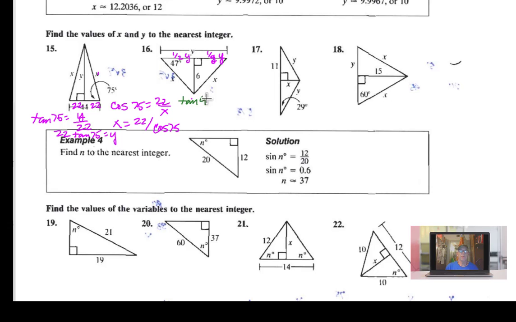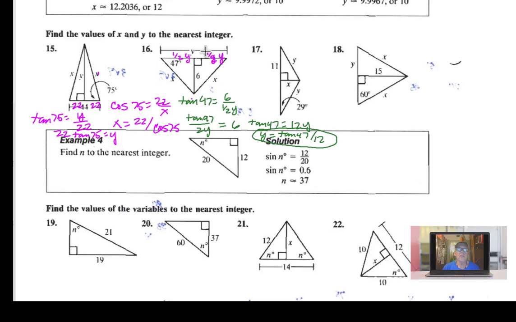Tan 47 equals opposite, which is 6, over adjacent, which is 1/2 y. Multiply both sides by 1/2 y. So we have basically tan 47 over 2y equals 6. Multiply both sides by 2y, tan 47 equals 12y. Divide by 12, y is going to be tan 47 divided by 12, whatever that ends up being.